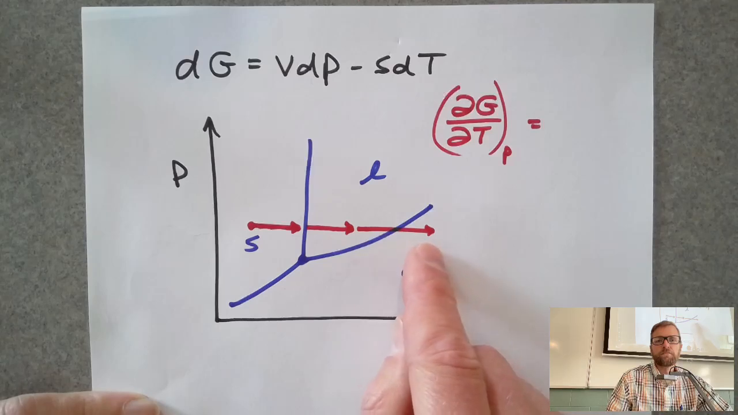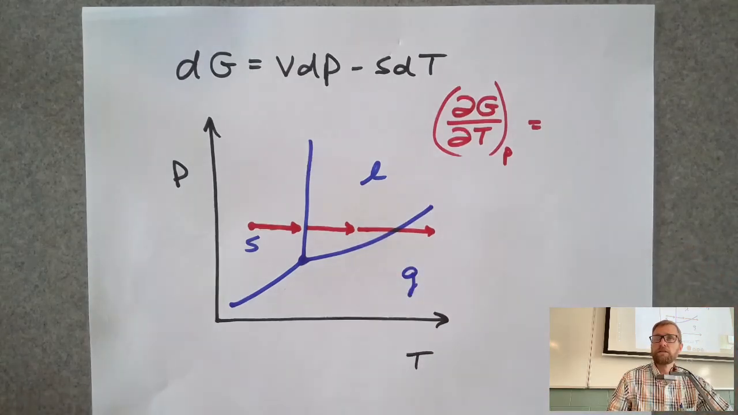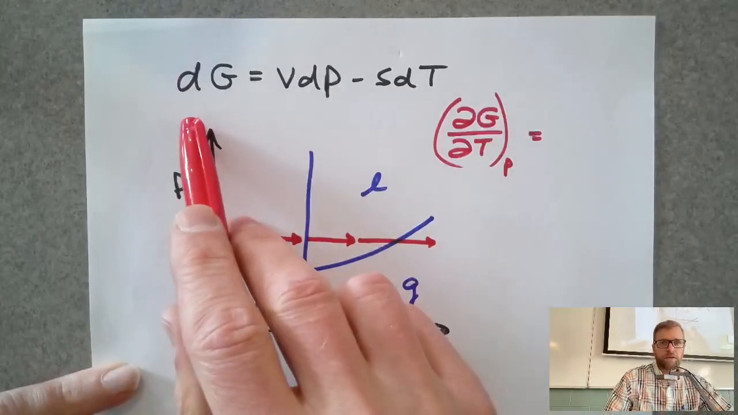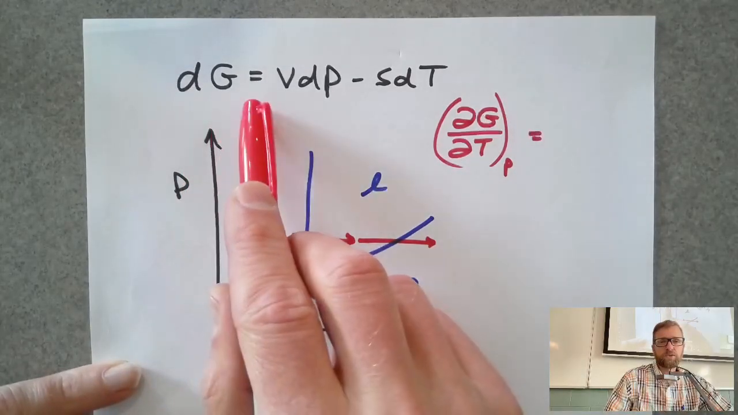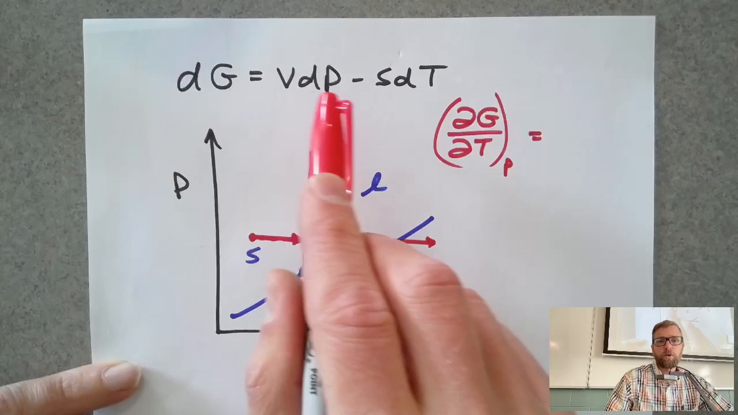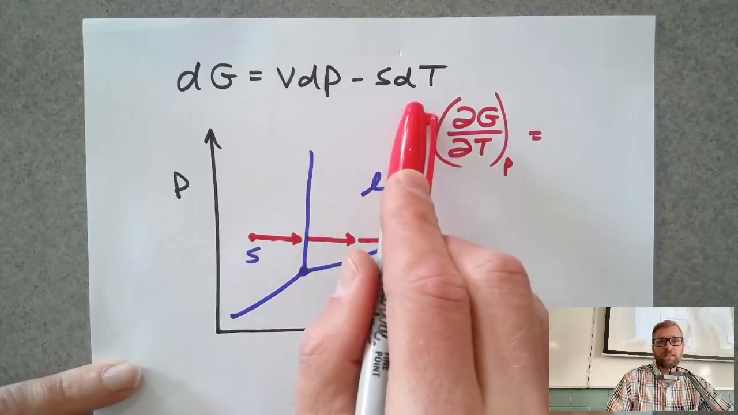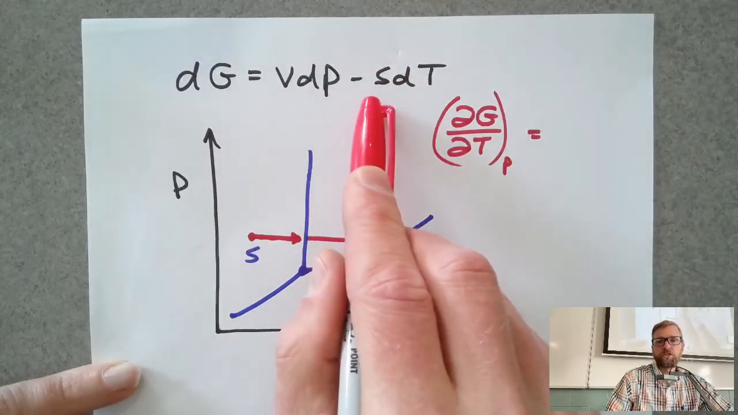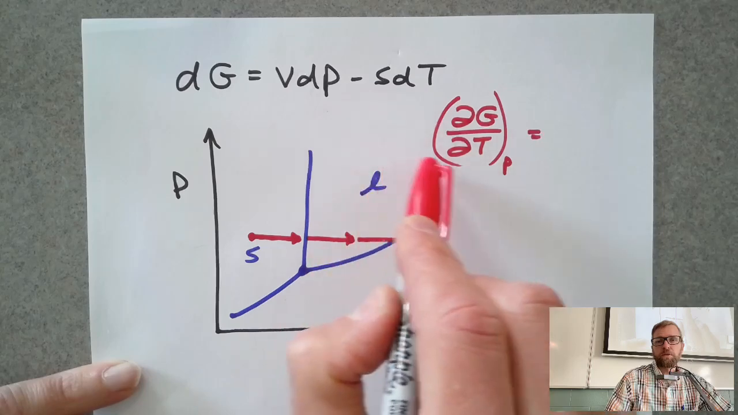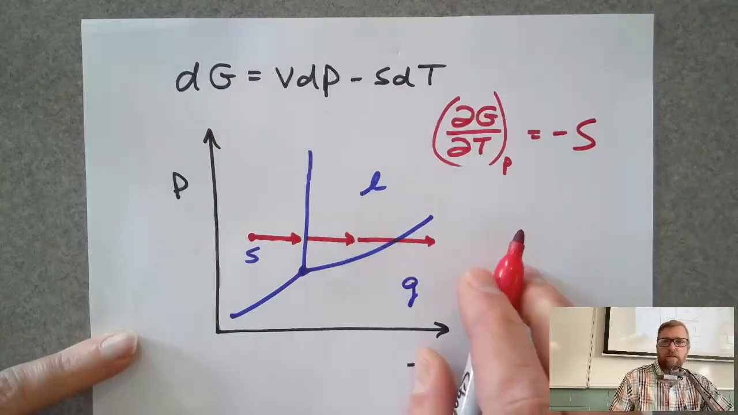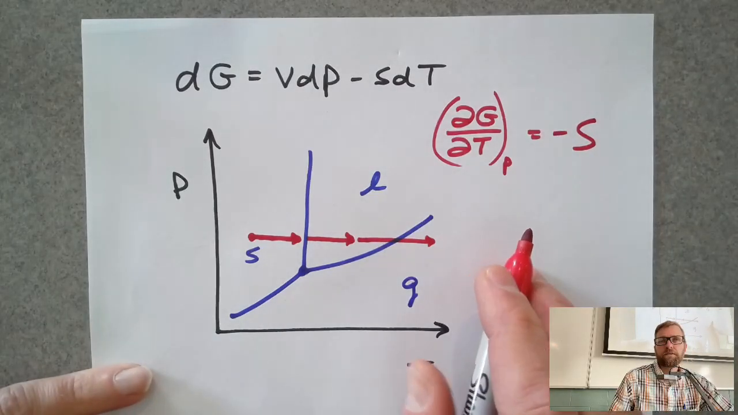So the question is, what happens to Gibbs energy as you increase temperature? We look at this equation and say dG is equal to the partial of G with respect to P at constant T times dP, plus the partial of G with respect to T at constant P times dT. Remember, these two things, volume and negative entropy, tell you what the partial derivatives are. So this is negative S. You see that?